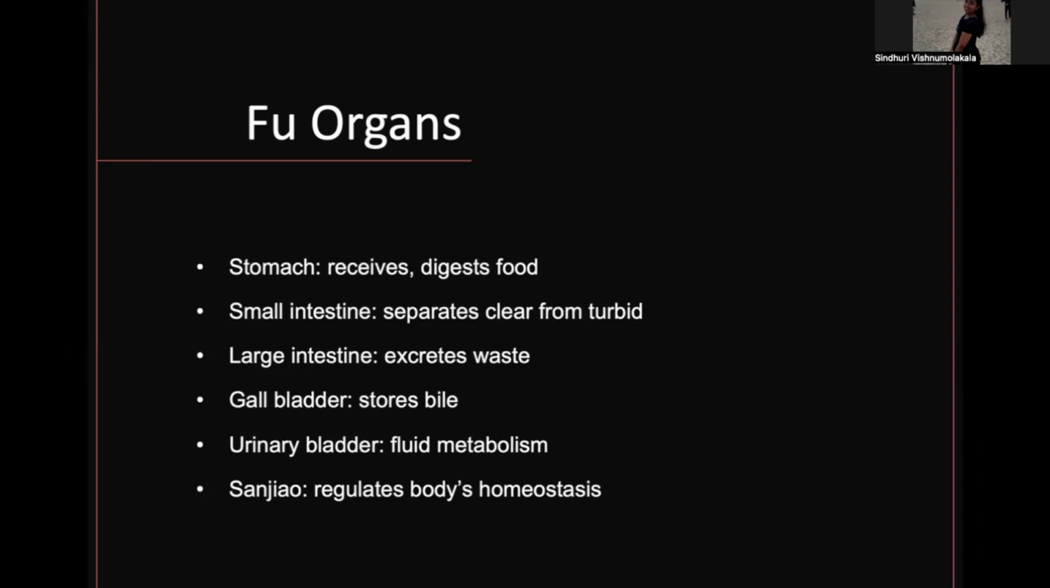The Fu organs. The stomach receives and digests food. Small intestine separates clear from turbid. That means it separates the nutrients from the waste received from the stomach, and the waste is moved to the large intestine. So the large intestine excretes waste, and the gallbladder stores bile. Urinary bladder helps in fluid metabolism, where all the fluid in the body is converted to urine and excreted. Sanjiao helps regulate the body's homeostasis.